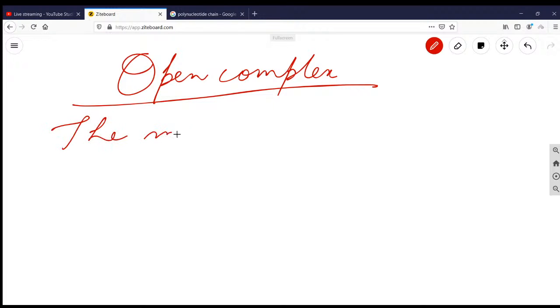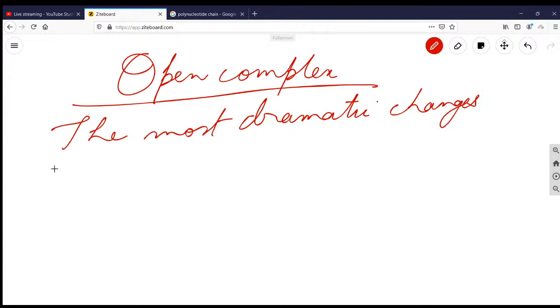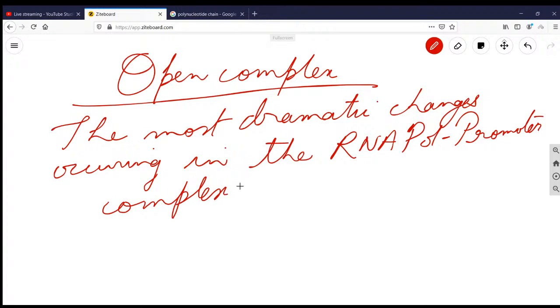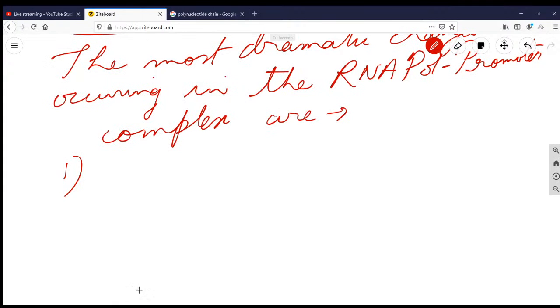the most dramatic changes occurring in the RNA polymerase promoter complex are, okay, change number one, what will happen is an approximately 90-degree bend in the DNA occurs.